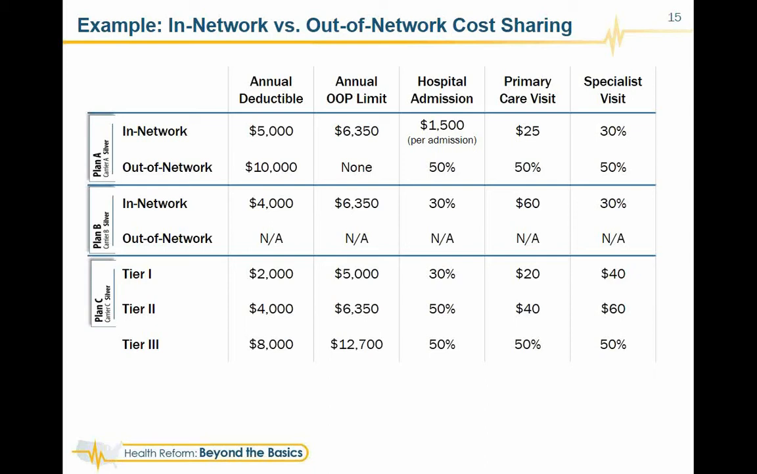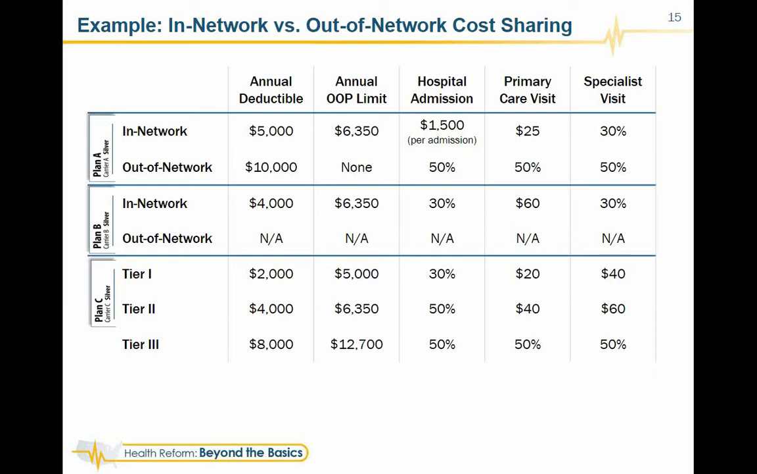provider. And then all the other cost sharing is also higher, including the fact that there's no cap on the amount that they may have to pay out of pocket if they go out of network under that example in Plan A. With Plan B, you can see that's an example of a plan that doesn't provide coverage out of network. So that's an important thing to be aware of too. It may be something you see with marketplace plans, and that makes it really, really important for people to be aware of who is in the network and to stick with those providers. Otherwise, they're not going to get good financial protection from that plan.